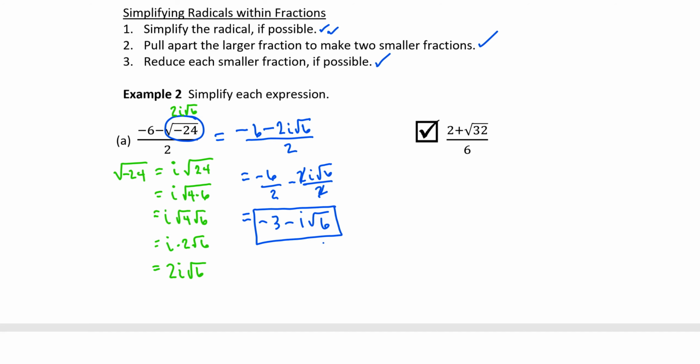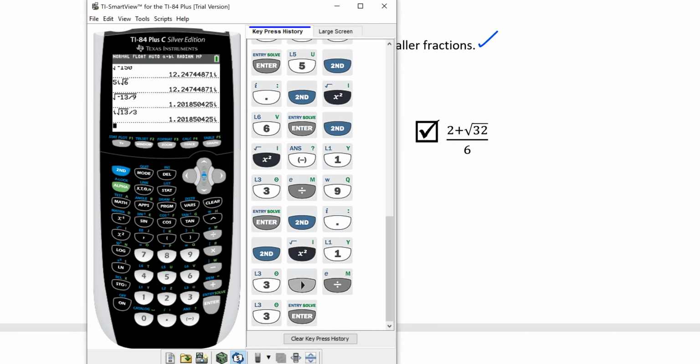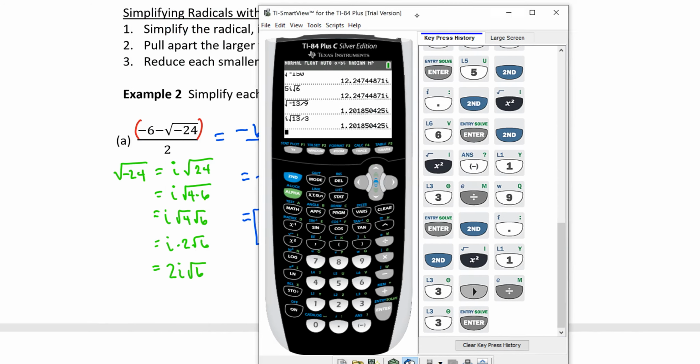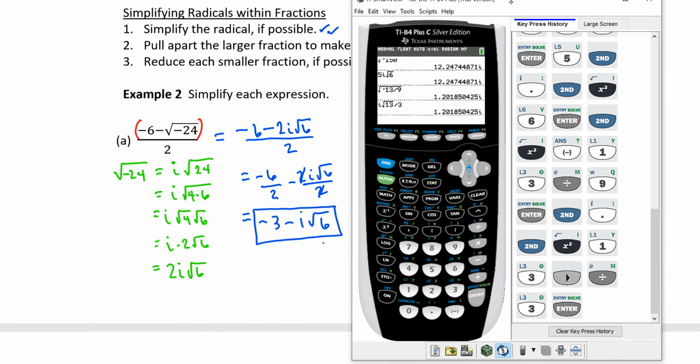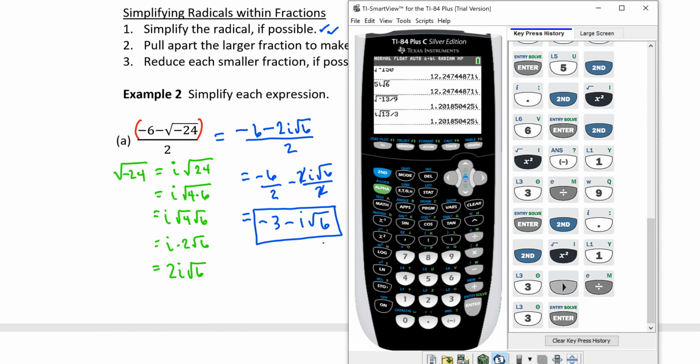Even this type of problem can be verified with your calculator, but we do have to be careful about how we plug it in. I've mentioned before that if your fraction has either an operation in the numerator or the denominator, you need to enclose that in a set of parentheses before you type it into your calculator. And that's going to be true here as well. So let's plug in our original problem, and we'll compare it to our answer.